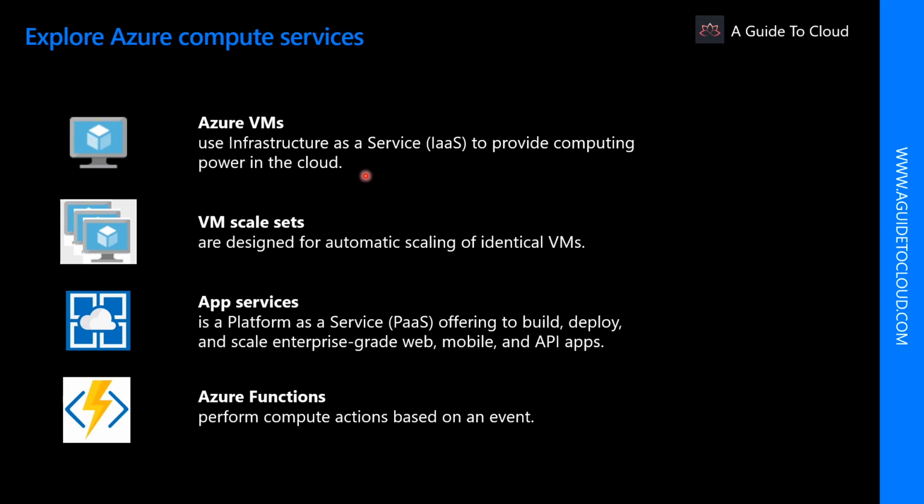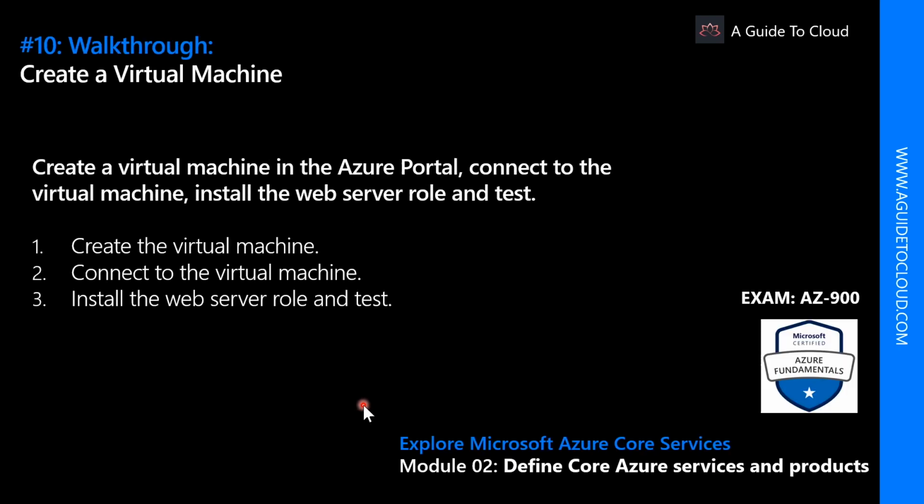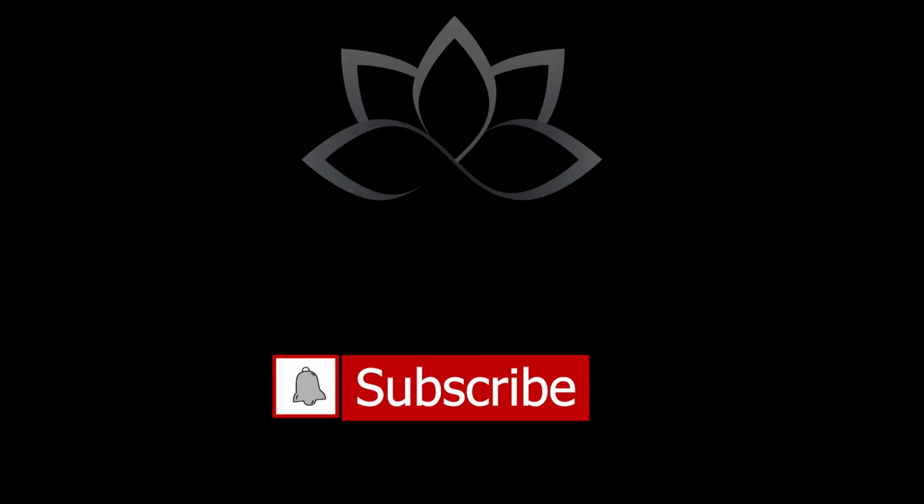Now we have learned about Azure VMs, VM scale set, App Services, and Azure Functions. Let's go to the Azure portal and create a brand new virtual machine from scratch. I'm going to install a web server role and let you explore what are the processes involved in creating a virtual machine and installing a web server role and test. So without wasting any more time, let's see how to create a virtual machine from scratch in Azure Portal.